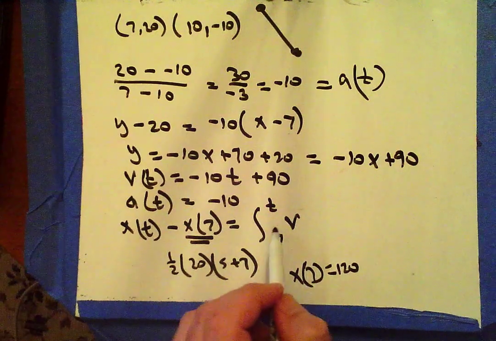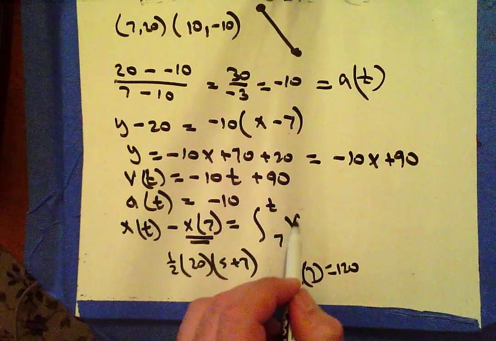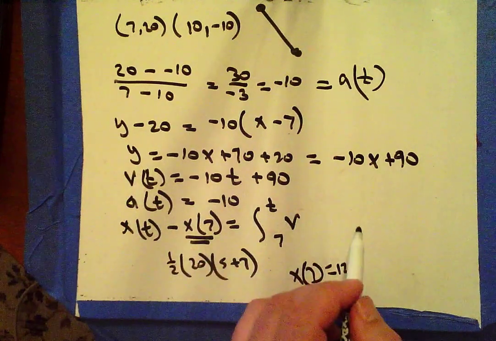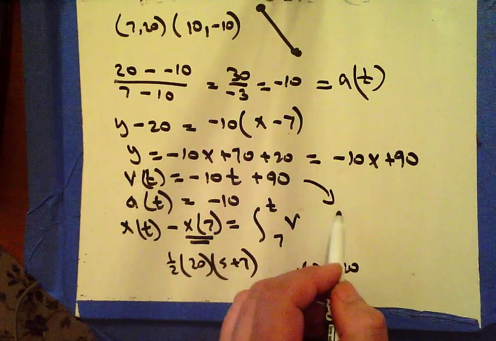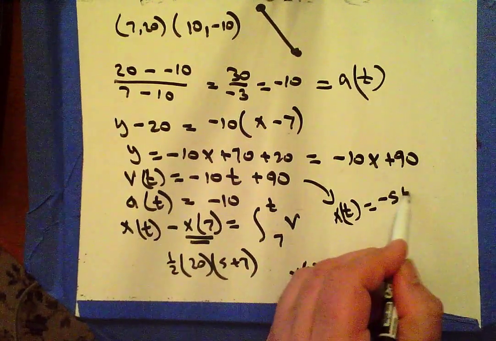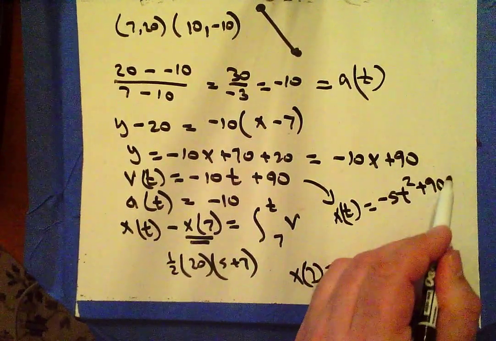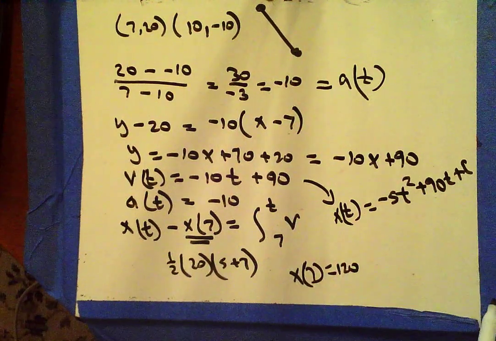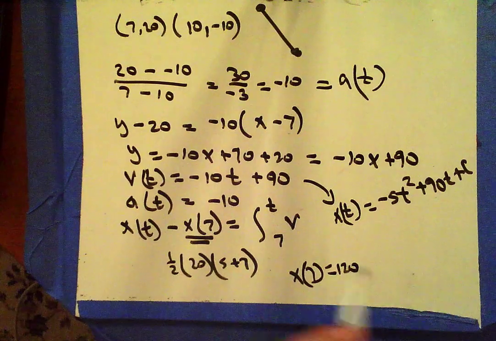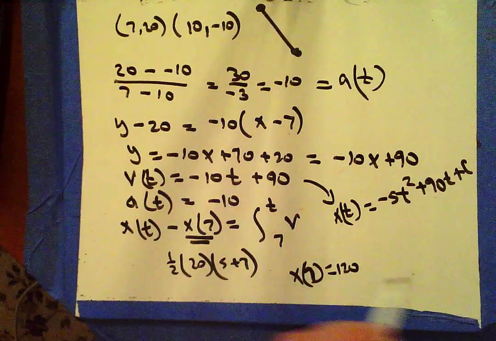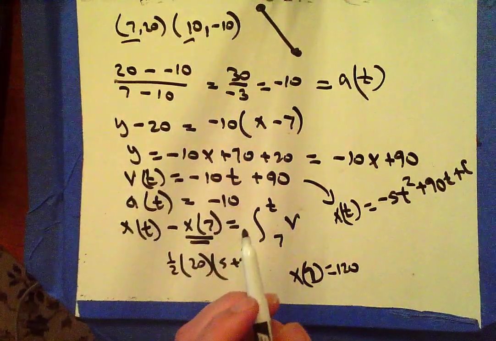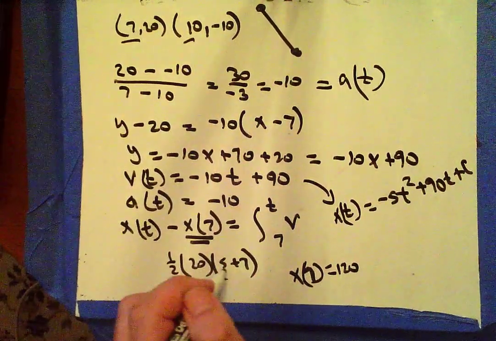Well, I know that I need the antiderivative of v. So here's my v function. I do the antiderivative of that. X of t is going to be negative 5t squared plus 90t plus c. And then to find that c, I'm going to plug in this ordered pair. Notice I have to use 7 because they gave me the interval on 7 to 10. So this is the starting point of that interval.